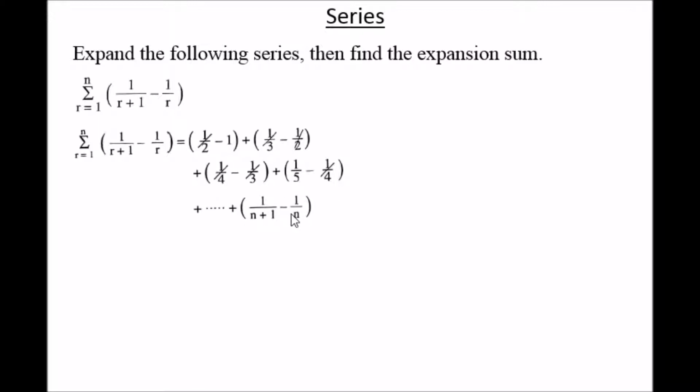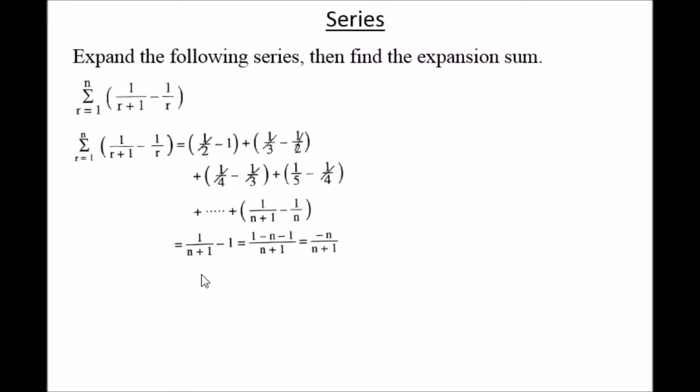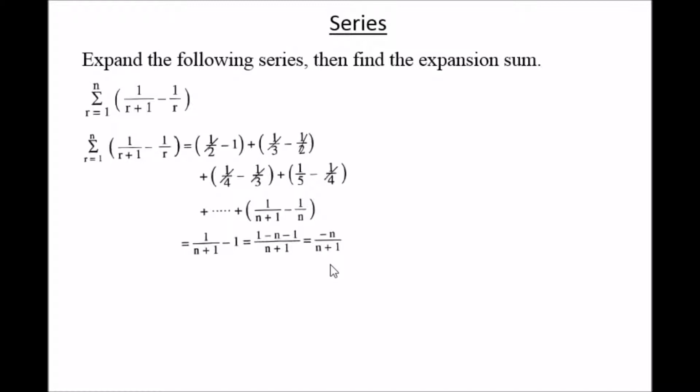For the last term, it doesn't have a next term. So for the last term, only the second fraction will be cancelled. The first fraction doesn't have a next term to be cancelled. So the two remaining terms of the series are the negative 1 and 1 over n plus 1. Finally, the sum of the expansion equals 1 over n plus 1, the first fraction of the last term, minus 1. Now find a common denominator for this expression. 1 equals n plus 1 over n plus 1. So we have 1 minus bracket n plus 1. Simplify, so we have 1 minus n minus 1 equals negative n over n plus 1.